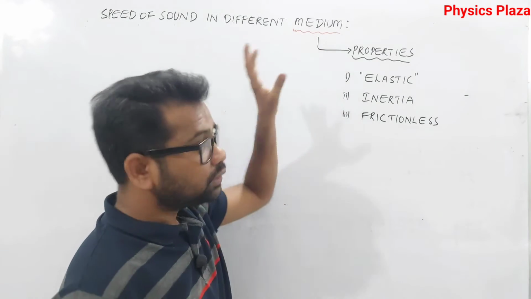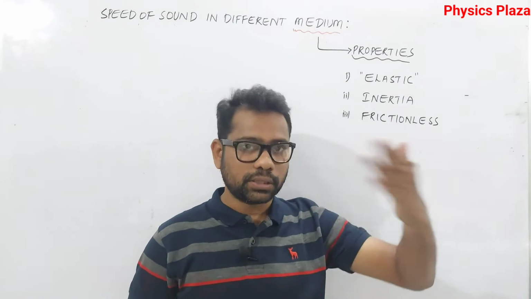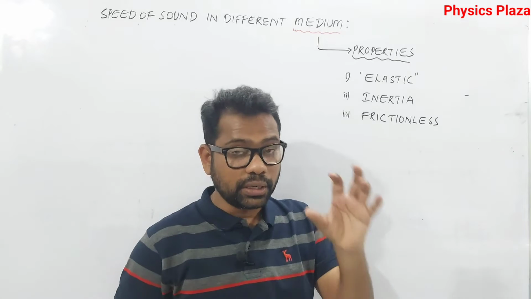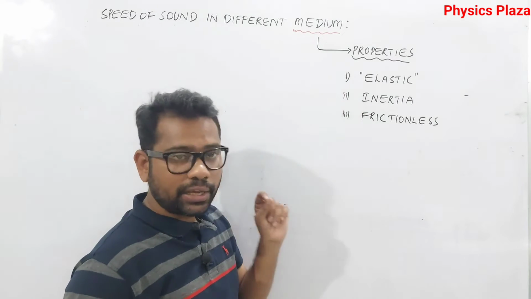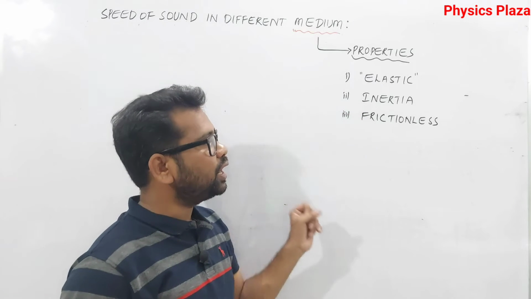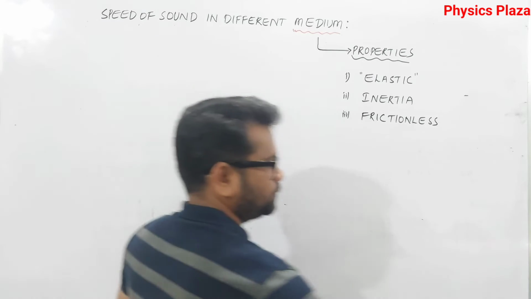So what are the three properties the medium should possess, so that the sound wave can propagate easily? It's very, very important. The medium should be elastic in nature, the medium should have inertia, and the medium should be frictionless. Is that clear? Fine, children.